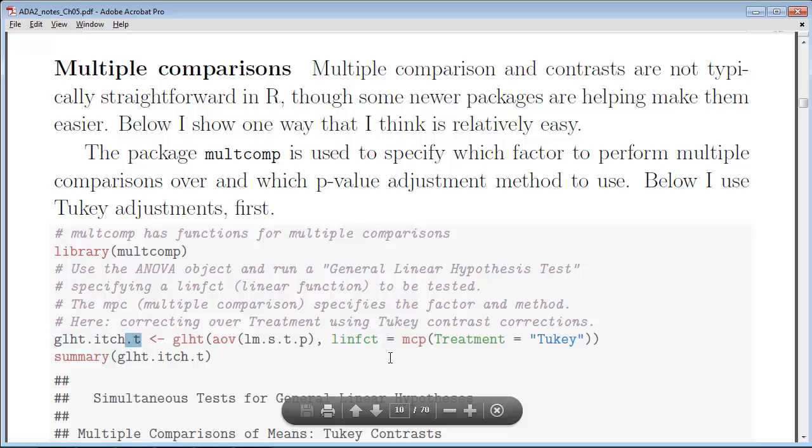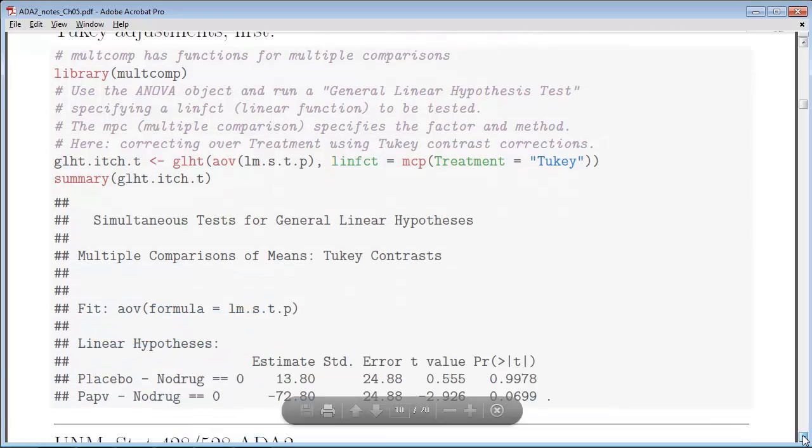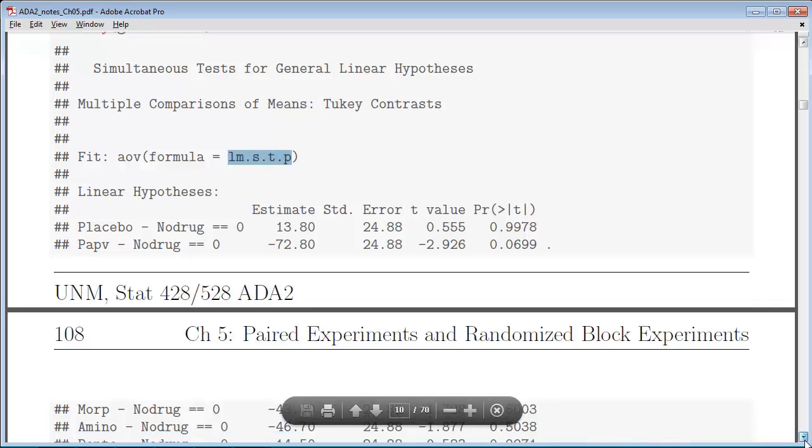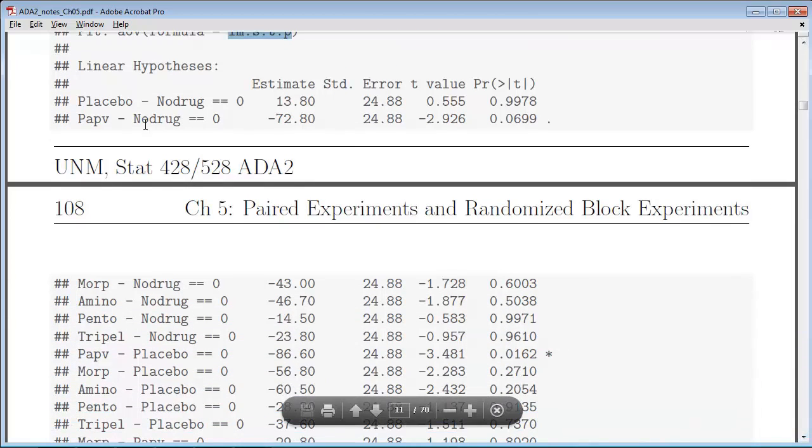The .t is just conventions that I use for myself. That's for the treatment. All right, so when we look at this summary, I'll scroll down. It says simultaneous tests for general linear hypotheses. We're doing Tukey contrasts for means. This is the linear model object we cared about. And the linear hypotheses that we're testing are differences between all pairs of treatments.